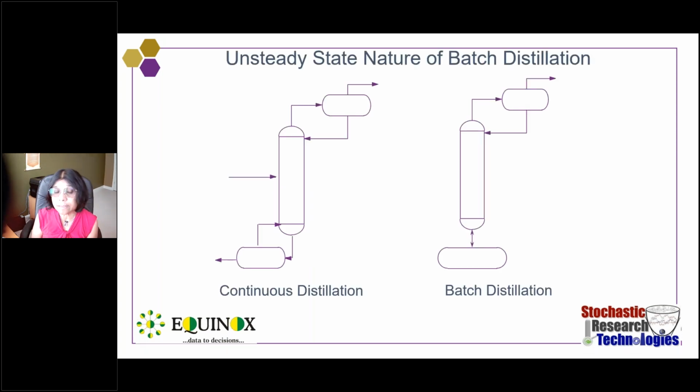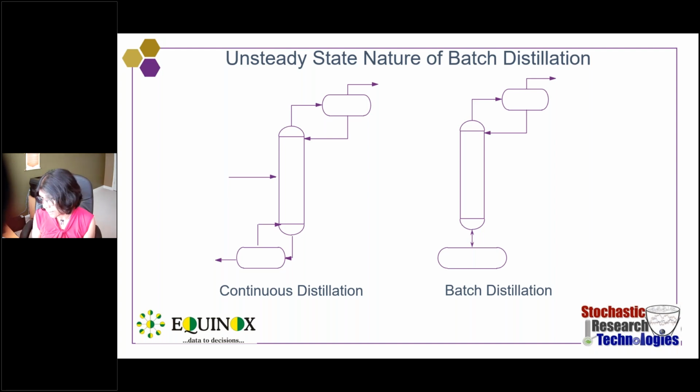The advantage of batch distillation, well, this is a conventional distillation I'm showing: continuous distillation on the left side of the figure, and conventional batch distillation on the right-hand side. In continuous distillation, you have feed in the column and you are taking products from the top and bottom. The column operates at steady state.